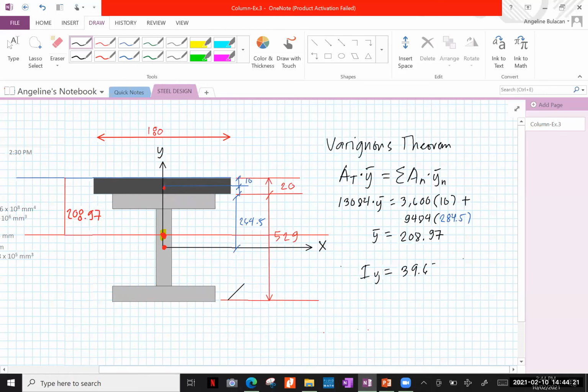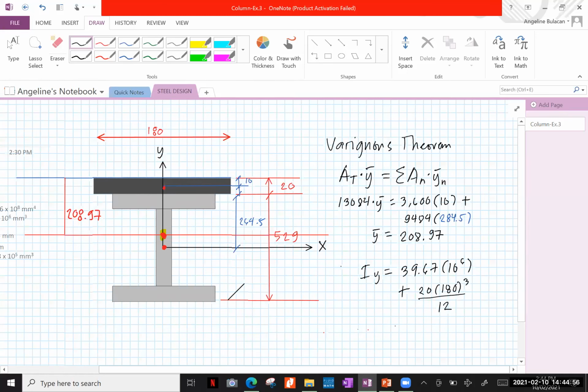times 10 raised to 6. Next is the IY of the plate. Since this is rectangular, it's just BH cube over 12. Plus base, di ba, kapag IY, ang magiging base mo is ito. Ito yung base natin ngayon. Ang height niya is ito, kasi along the Y direction yung hinahanap. So your base will be 20, and height natin is 180. BH cube over 12.